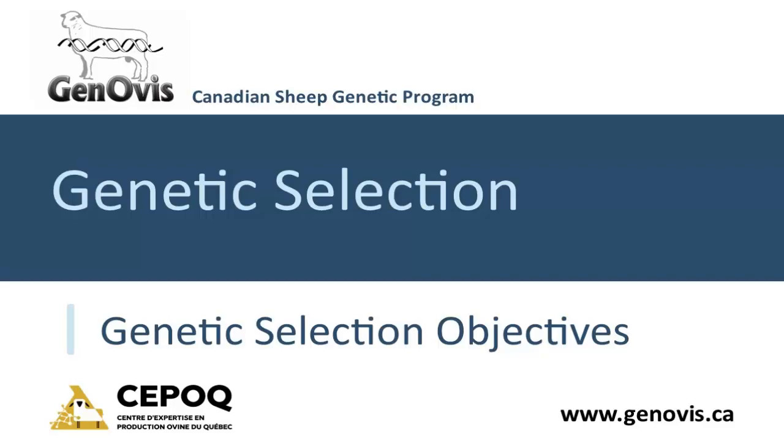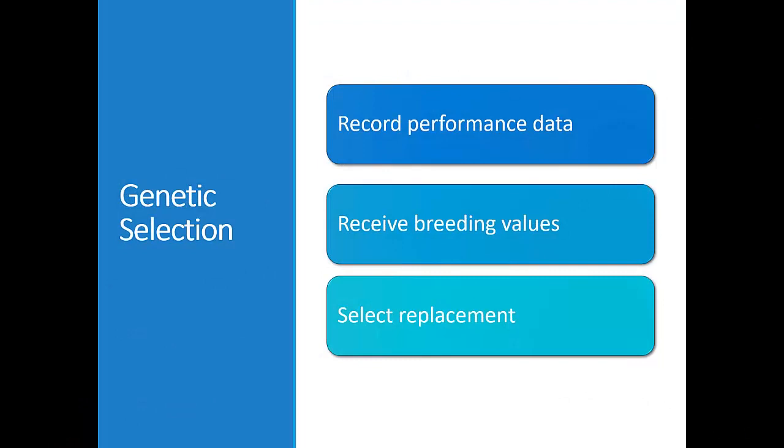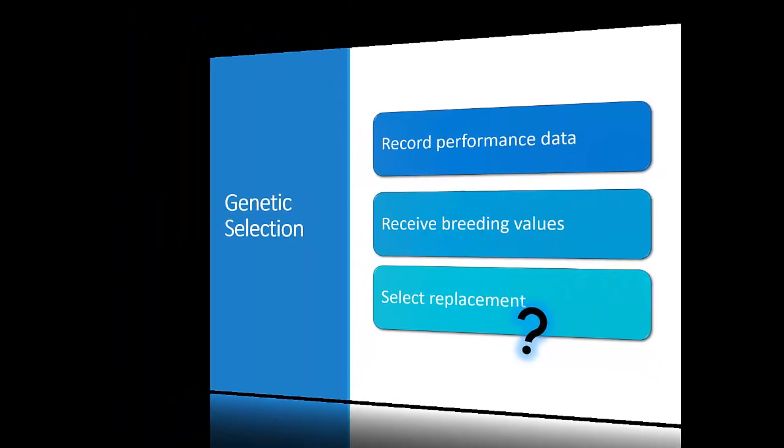You recorded performance data on GenOvis and received your first breeding values. You are now ready to do replacement selection, but you don't know how to use the breeding values. Various selection intensity can be applied.